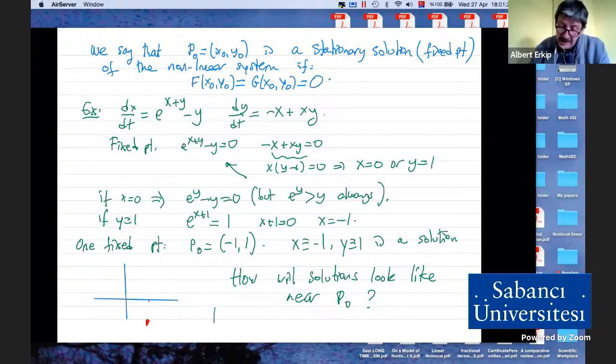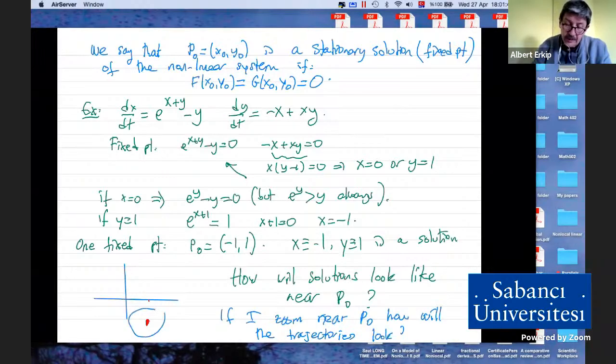In other words, if I zoom near P0, how will the trajectories look? So I'm basically trying to zoom around here and see what happens around here. I don't really care what happens far away because it's too complicated, but I really want to see what happens here. So this is my region of interest, so to speak. I want to see what happens on this side.